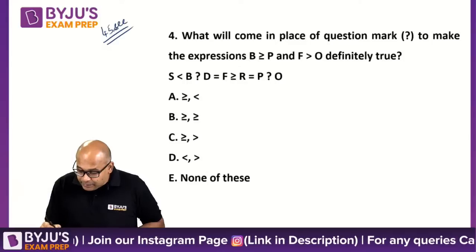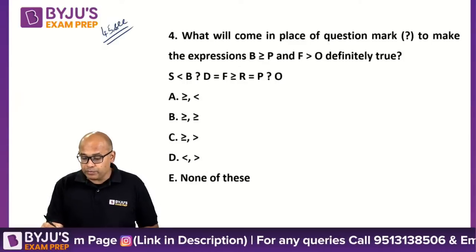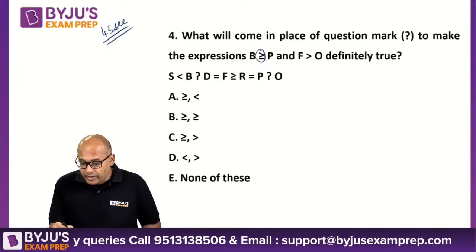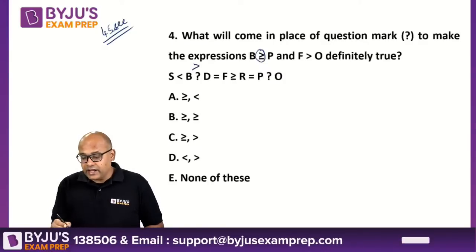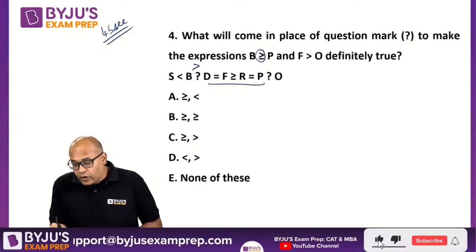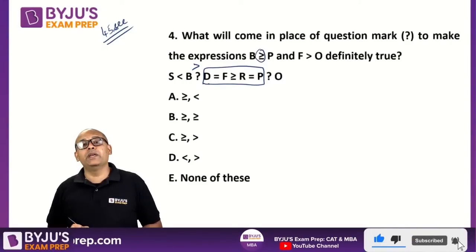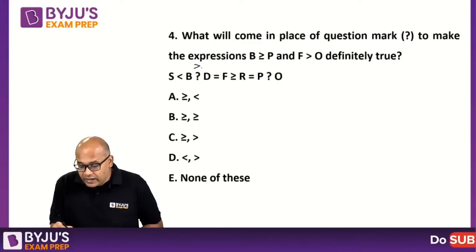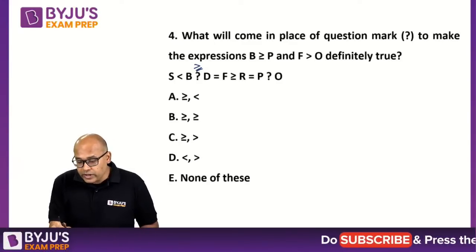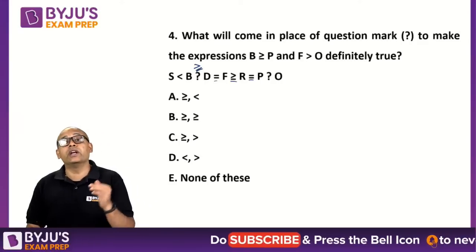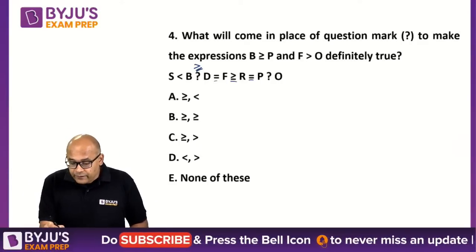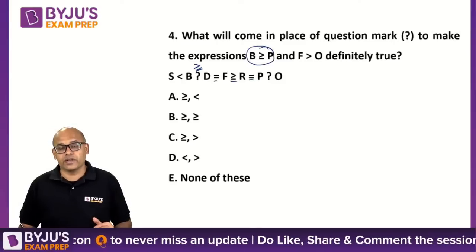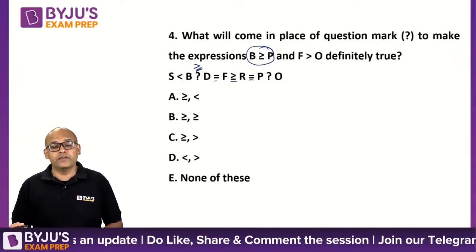So we need definitely B to be greater than or equal to P. Now, if I put greater than, then B will be greater than D. Now, even if all of them are equal, I will not have B greater than P. So the only way I can have that is a greater than or equal to sign. So equal to continues. Whenever an equal to is possible, I have to make sure that the equal to is continuing. That is a simple logic. So greater than or equal to should be the first question mark.